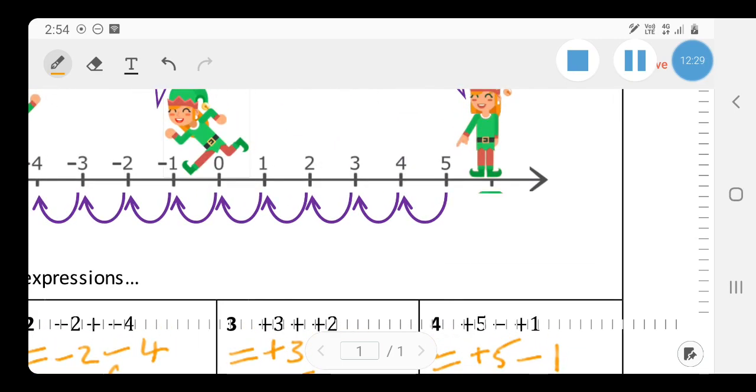We all know that. But just to show you it works, we start at 5. Minus means go to the left. 1 means 1 unit. Go 1 unit to the left, and we arrive at our answer.